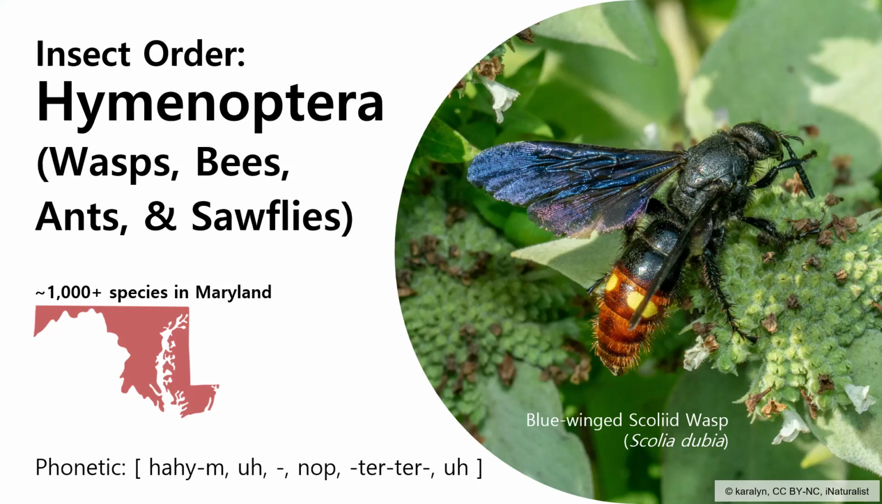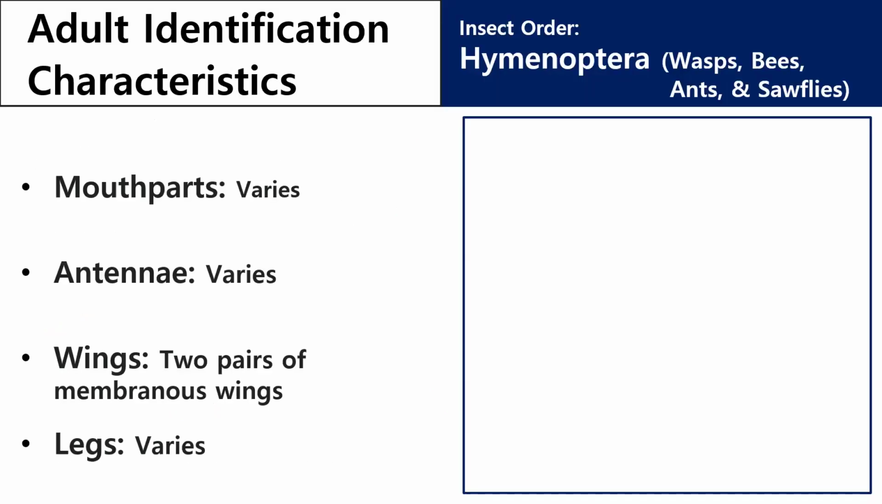Next, we have Hymenoptera, moving along. Hymenoptera includes things like wasps, bees, ants, and sawflies. Mouth parts can vary, the antenna can vary. For wings, we have two pairs of membranous wings, and we'll take a look at those. The legs can also vary.